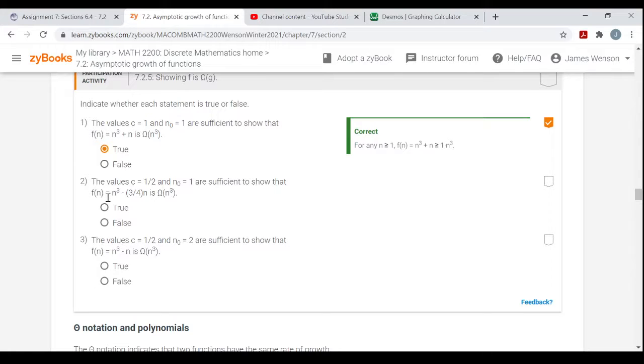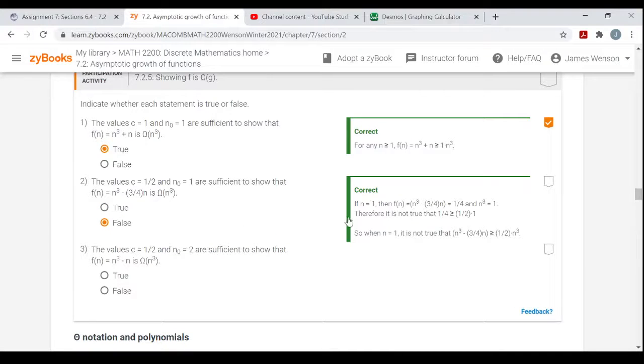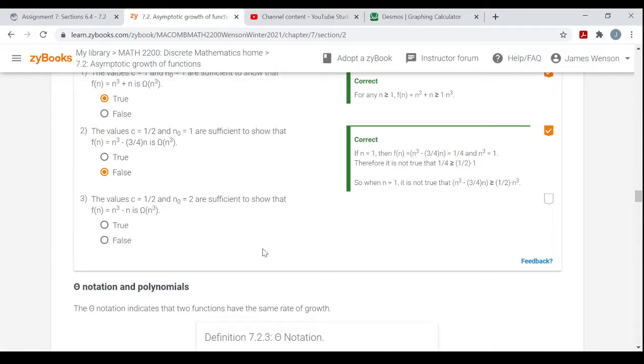I can let c be a half, right? Half that lead coefficient. But then the n sub 0 would have to be 3 halves, right? From 3 halves onward, the graph of half n cubed would be lower than f. So this is false. I need to have n sub 0 be a half. And yeah, you can play with the last one.